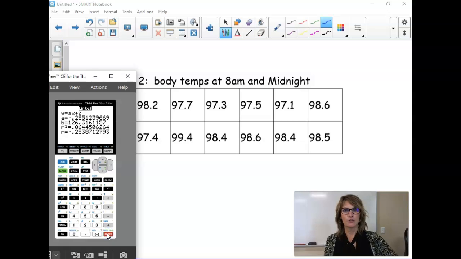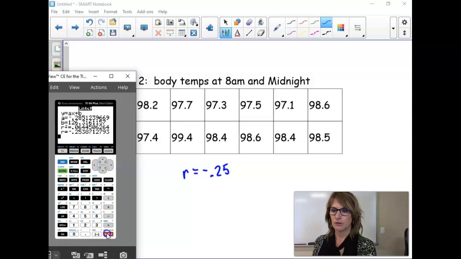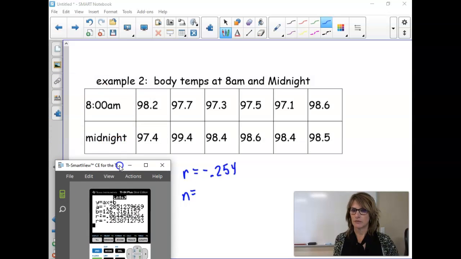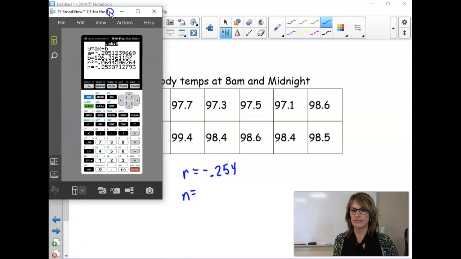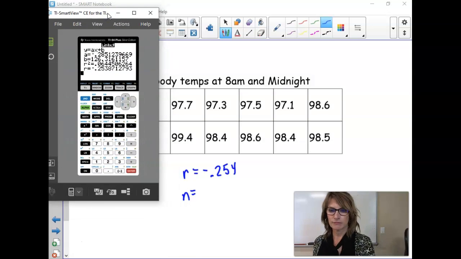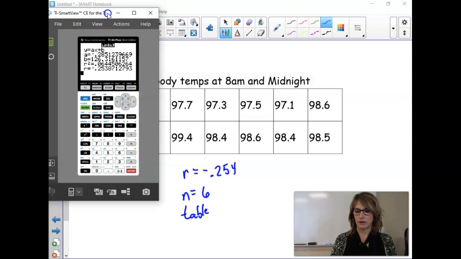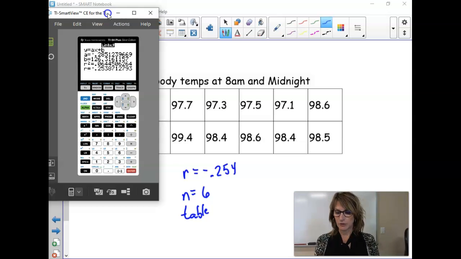Okay, so the first thing that we write down is R. R equals negative 0.254. How many pairs of data did we have? 1, 2, 3, 4, 5, 6. And then pull out your handy dandy table. Go down to 6 and enter your table value.